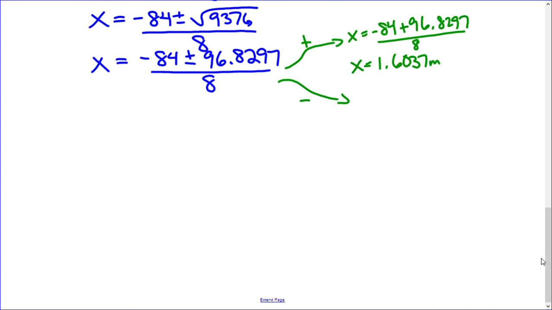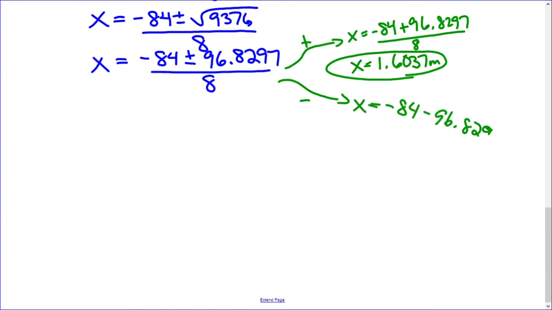If I take a look at the other one, then x would equal negative 84 minus 96.8297 all over 8. So x is equal to, and again, I'm just going to go through and plug this in just kind of the same way. Hopefully you guys did too. 96.8297 and divided by 8, and I'm getting a value that's negative 22.6037.